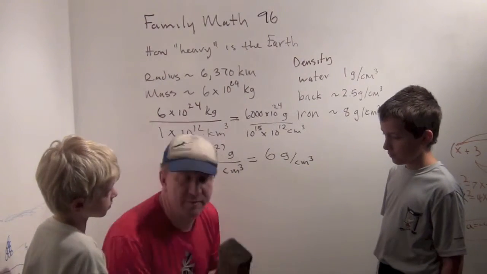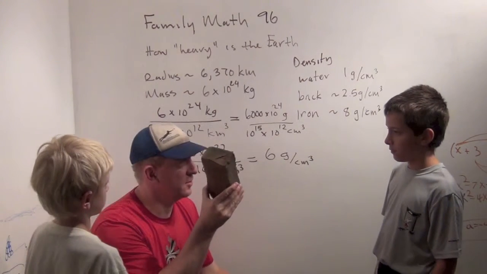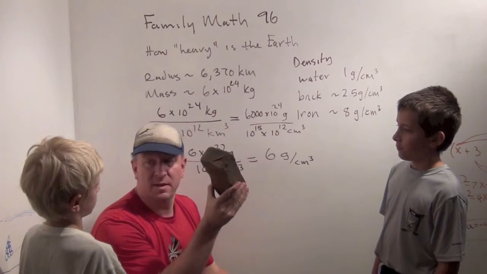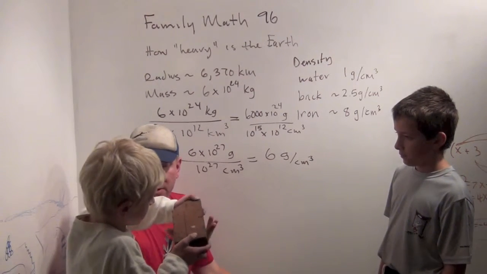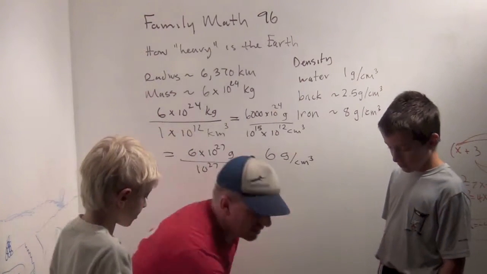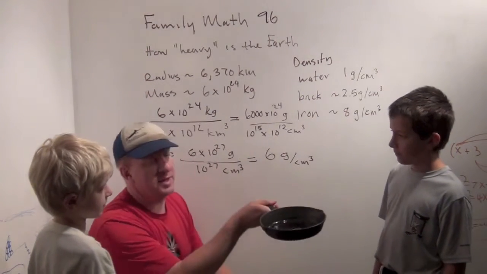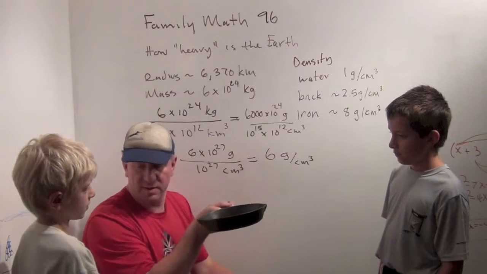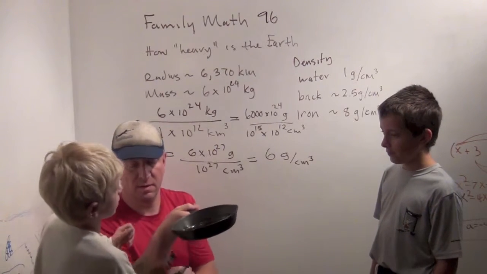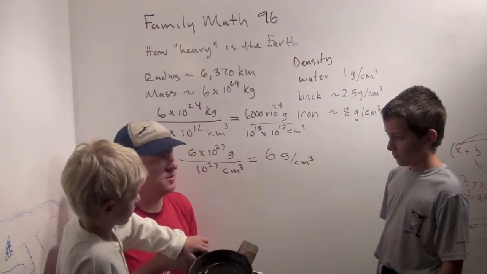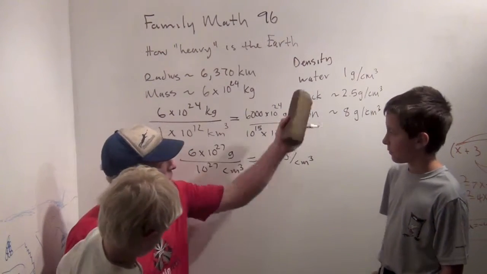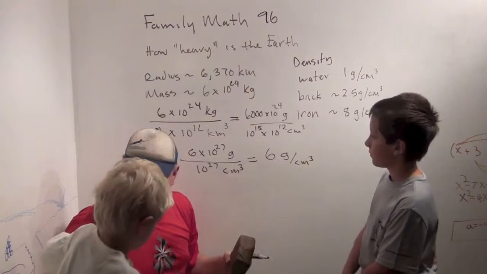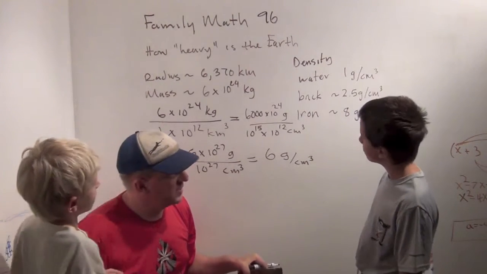So if you had an average size piece of the Earth, it would actually weigh more than this brick if it was the same size as the brick. Feel that brick? Pretty heavy. But it would weigh less than this iron skillet. Feel this. That's heavier. If you took an average sized piece of the Earth, it would weigh more than the brick and less than that. And it would weigh about 6 times as much as water. Isn't that pretty amazing?